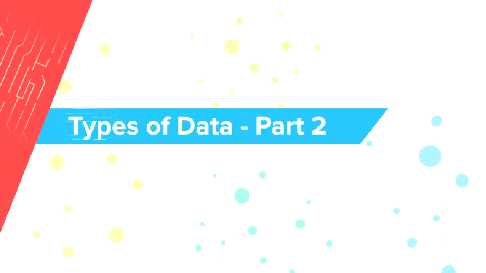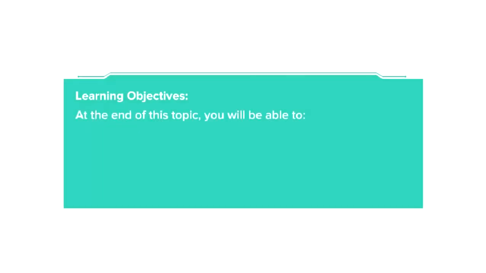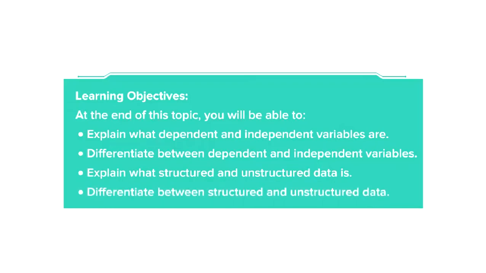Hello, welcome to the tutorial on types of data part 2. At the end of this topic, you will be able to explain what dependent and independent variables are, differentiate between dependent and independent variables, explain what structured and unstructured data is, and differentiate between structured and unstructured data.